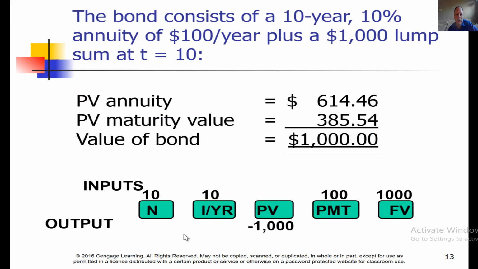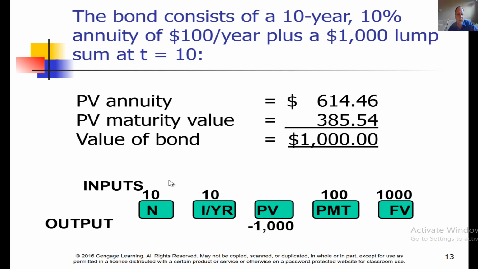This can be split into the two different components, the present value of the maturity value. So the 385.54 is going to be 1,000 divided by 1.1 to the 10th, whereas the annuity is the sum of each of the individual interest payments: 100 divided by 1.1, plus 100 divided by 1.1 squared, plus 100 divided by 1.1 cubed, going all the way out to 10. You can get your financial calculator to do this for you, or you could also do it in Excel.